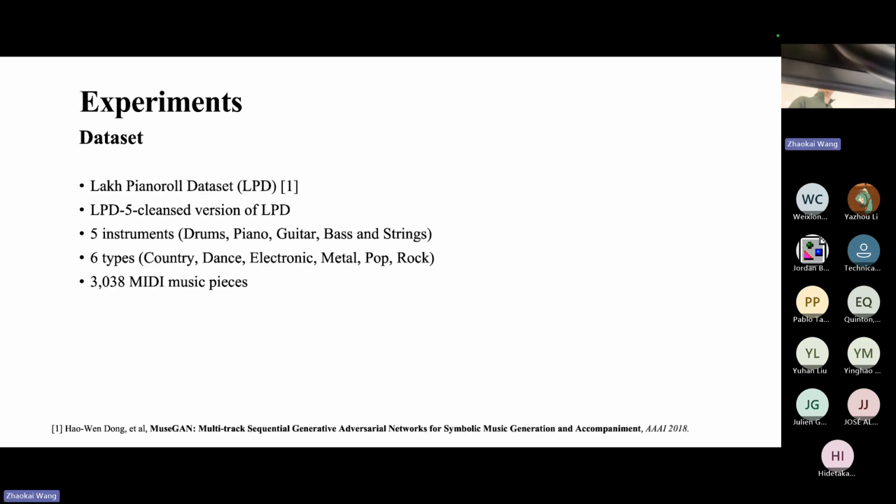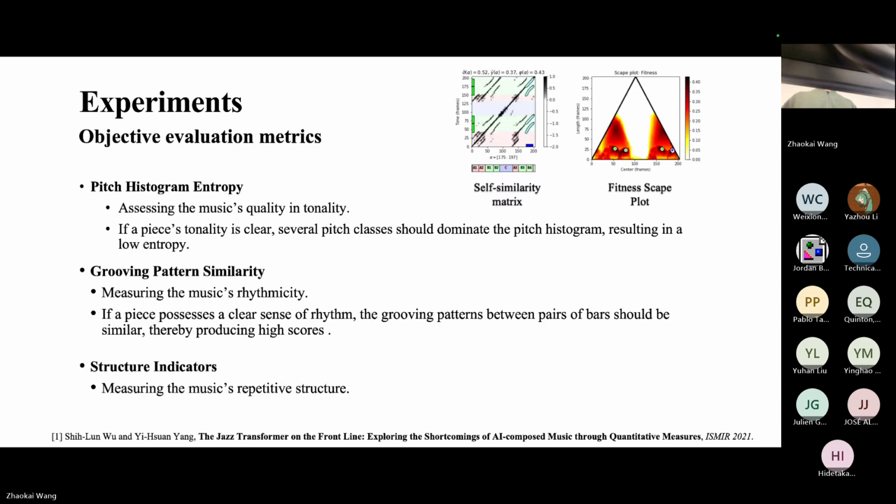And we use this data set called LPD, and it has 3,000 MIDI music pieces. Actually, the original data set is larger than that, but we only use 3,000 of these. And it has five instruments and 6 genres. For the metrics in this paper, we just use the statistics-based metrics, like I introduced before. You try to compute the pitch histogram, entropy of the music, or other metrics, and then you compare these statistics of the music you generate and the ground truth music.